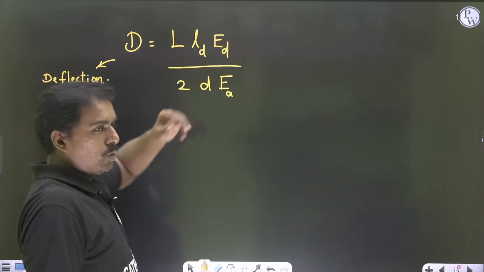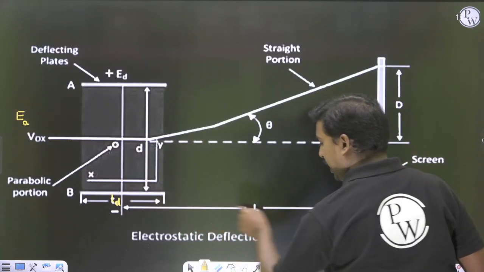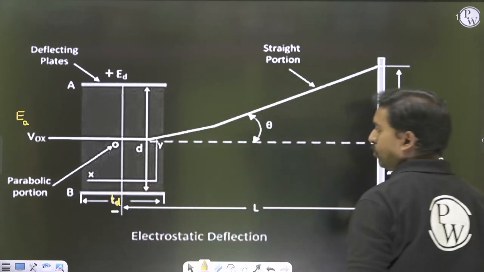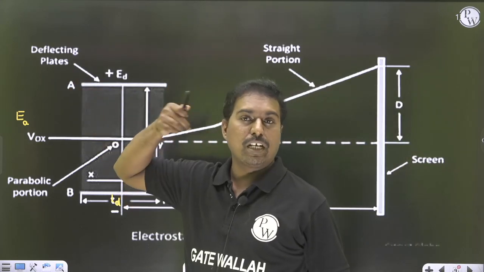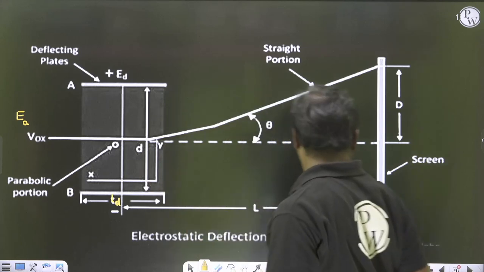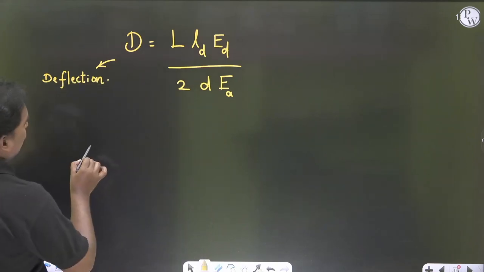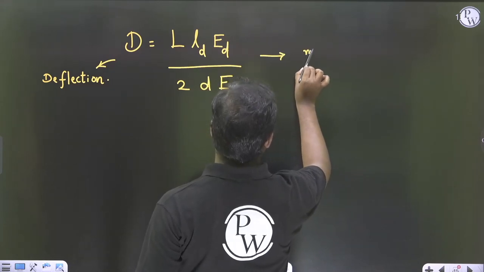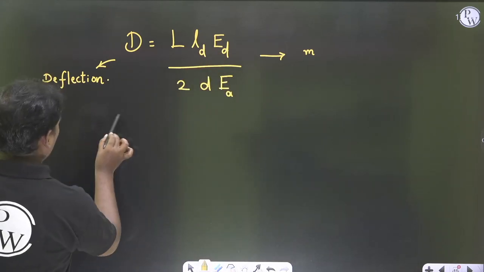Here capital L is the distance from the center of the plates to the screen, small LD is the length of the plates, and d is the distance between the plates. ED is the deflecting plates voltage, that means the vertical deflection plates voltage that you are giving, and EA is the voltage by which the beam is entering. The deflection will be in meters. If you check the units, it comes out in meters, because one meter gets cancelled against the voltage ratio.